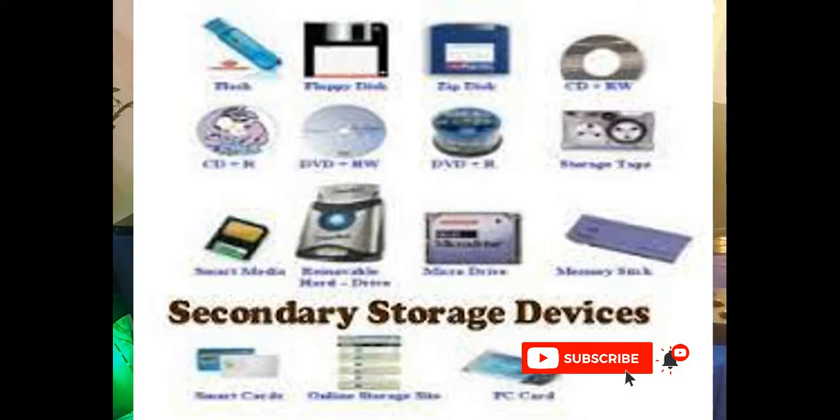Next, the secondary storage devices. Secondary storage devices are essentially our backup. Remember when I spoke about RAM, I mentioned that in nature, it only stores data temporarily, right? And this is a limitation. It has the capacity to only store data temporarily for a short period of time.